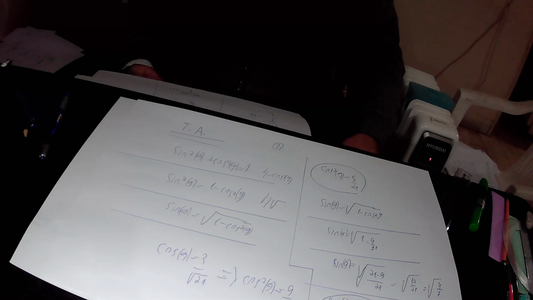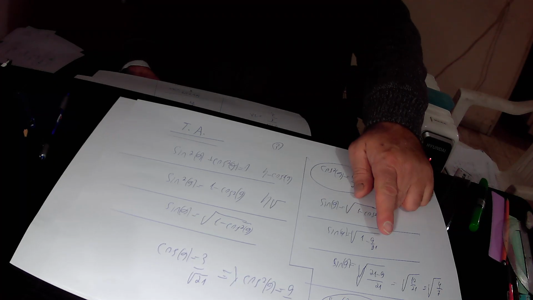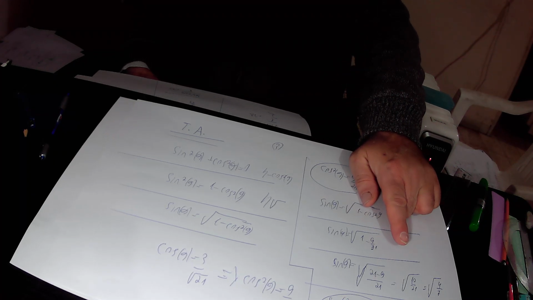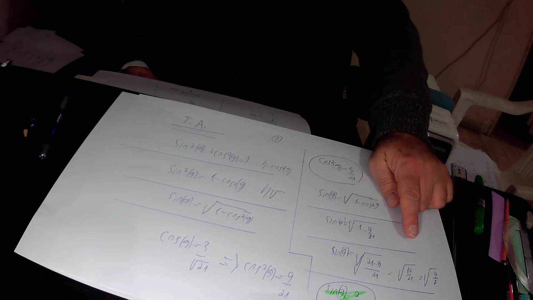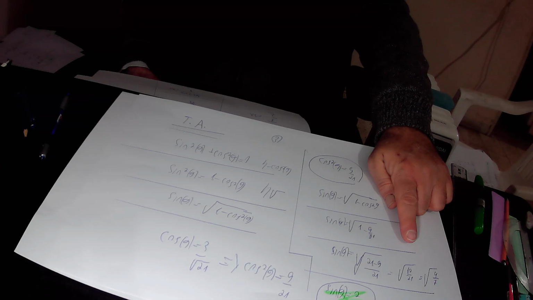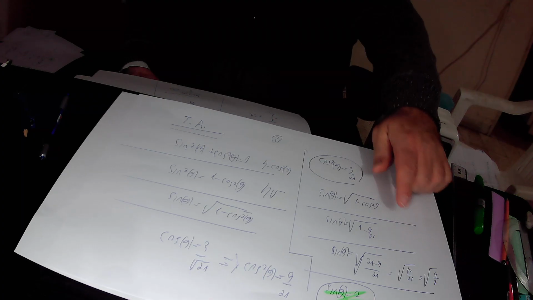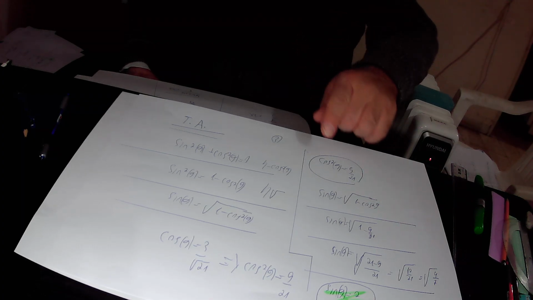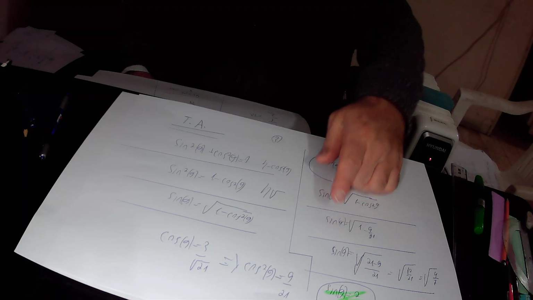21 minus 9 is 12. So in total this expression equals the square root of 12 over 21. Here we divided both the numerator and the denominator by 3, and found that 12 over 3 is 4 and 21 over 3 is 7. So we found that sine alpha equals 2 over square root of 7.